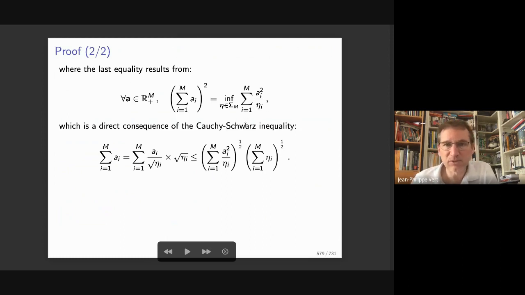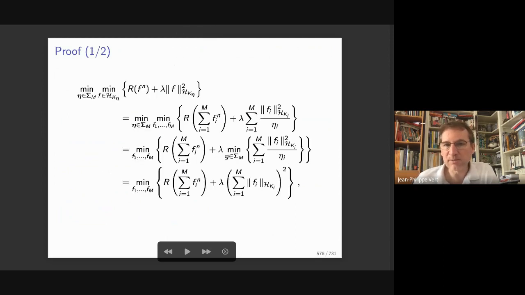Right, so this is what we use. We have a minimum over a simplex of a sum of a squared number over eta_i, and we just call this a_i and replace all these by the sum of a_i squared.